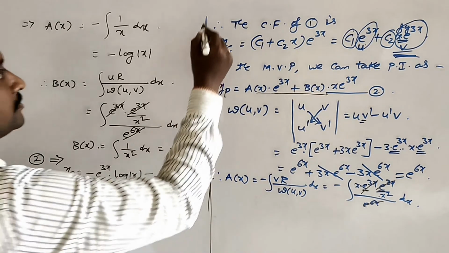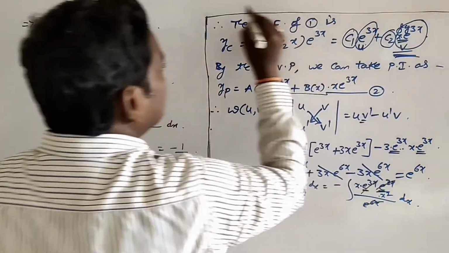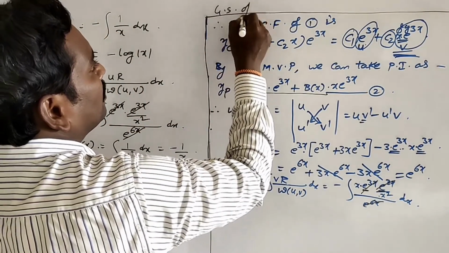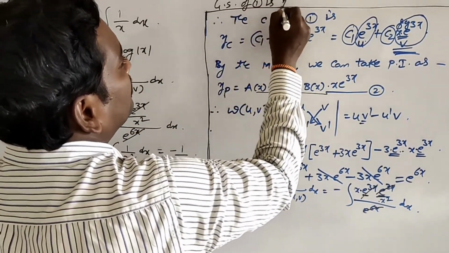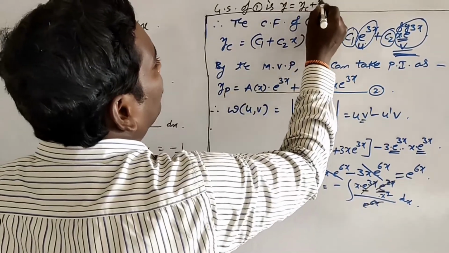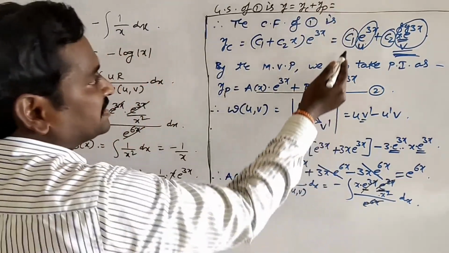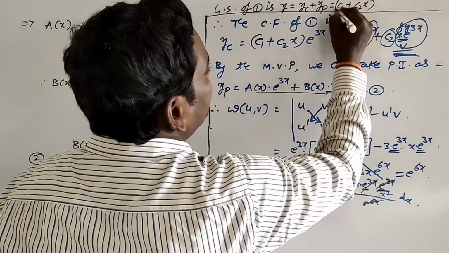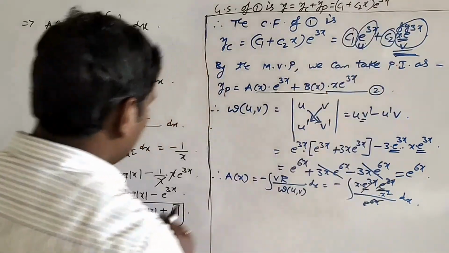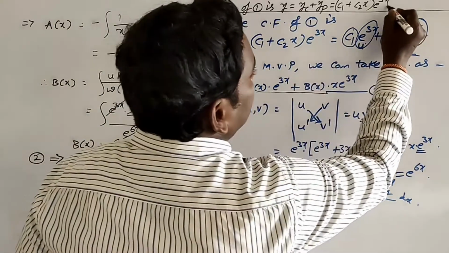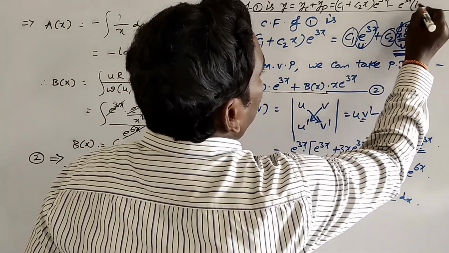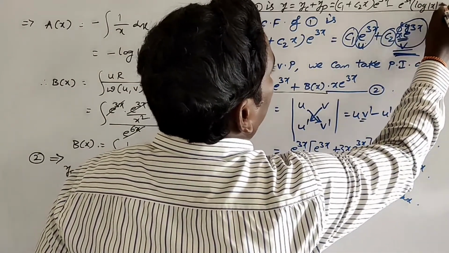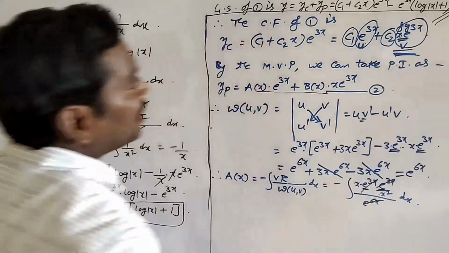Already you know that. What is the general solution? The general solution of 1 is y is equal to yc plus yp. Already yc is here only. So (c1 plus c2x) whole into e power 3x, and write yp here, minus e power 3x into (log mod x plus 1). In this way we can complete the problem.